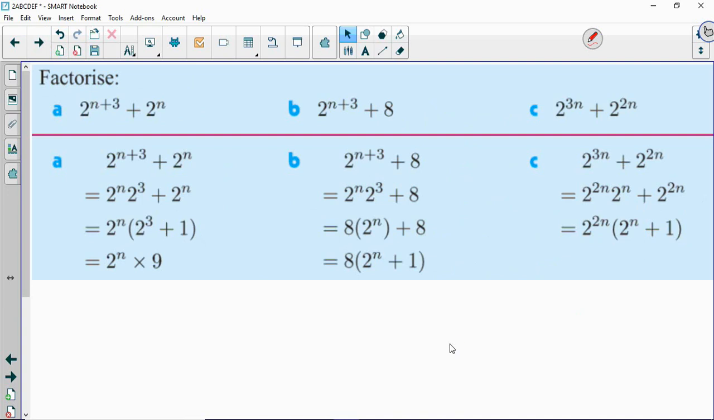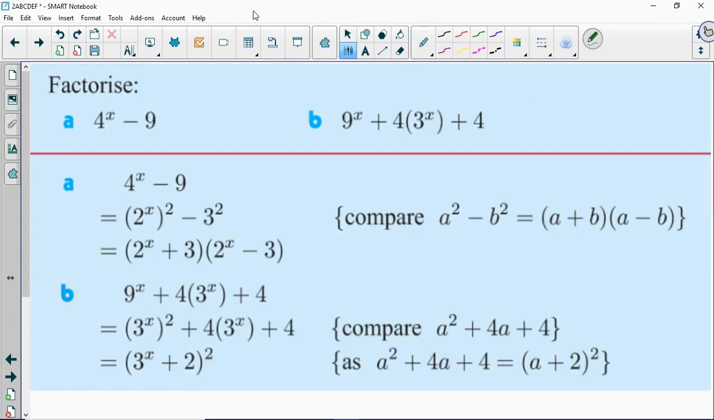For each of these, you've got to be able to find a common term, right? So in this first one, we see 2 to the n here, so we want to pull out the 2 to the n from this part. Here we see 2 cubed is 8. Oh, okay, that's the common term. Wonderful. Then here, this is 2 to the 3n, this is 2 to the 2n, and 2 to the 2n is actually the common factor there.